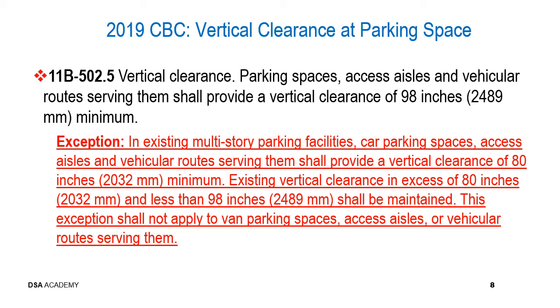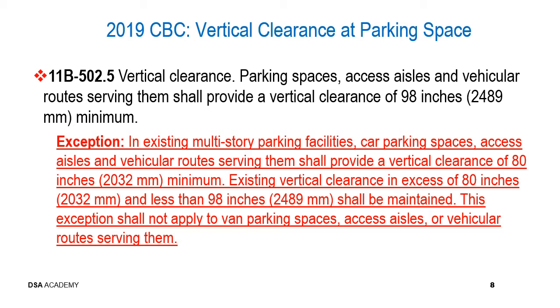Here's the language. In existing multi-story parking facilities, car parking spaces, access aisles, and vehicular routes serving them shall provide a vertical clearance of 80 inches minimum rather than the 98 inches. Existing vertical clearances in excess of 80 inches and less than 98 inches shall be maintained. This exception shall not apply to van parking spaces, access aisles, or vehicular routes serving them.